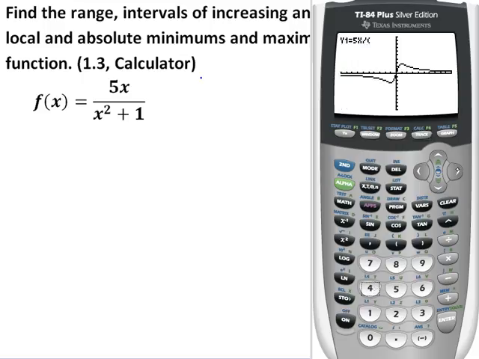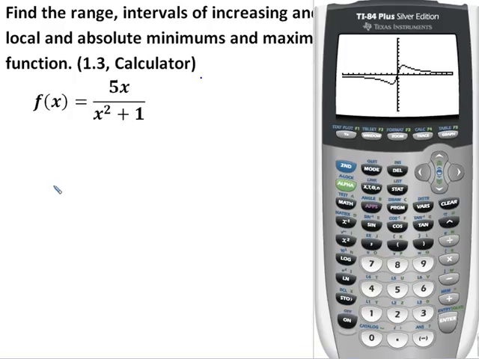We'll go option 4 for maximum. Left bound, right bound. We'll take a guess. And we'll end up with a maximum at 1, 2.5.